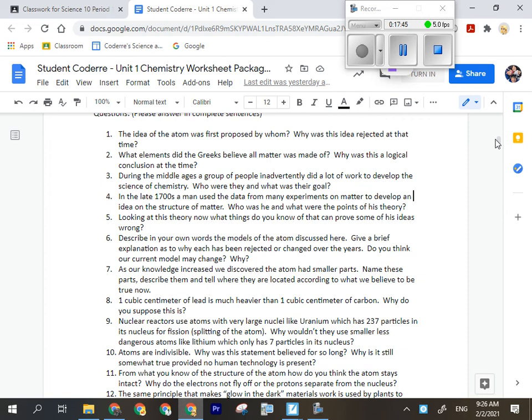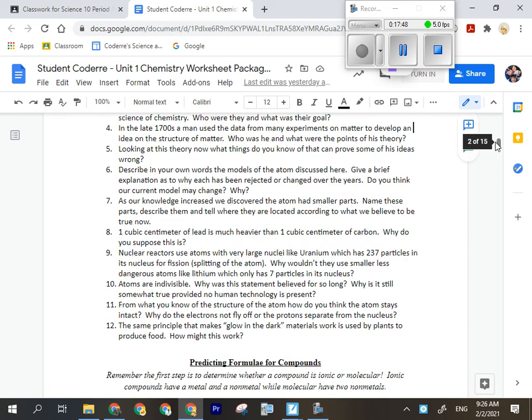Atoms are indivisible. We kind of already talked about this for question number 10. Atoms are indivisible. Why was this statement believed for so long? Well, because nobody could prove you could do otherwise. No one proved you could divide an atom or split an atom. Why is it still somewhat true provided no human technology is present? Because very few atoms actually just break apart on their own. Some do, but not very many.